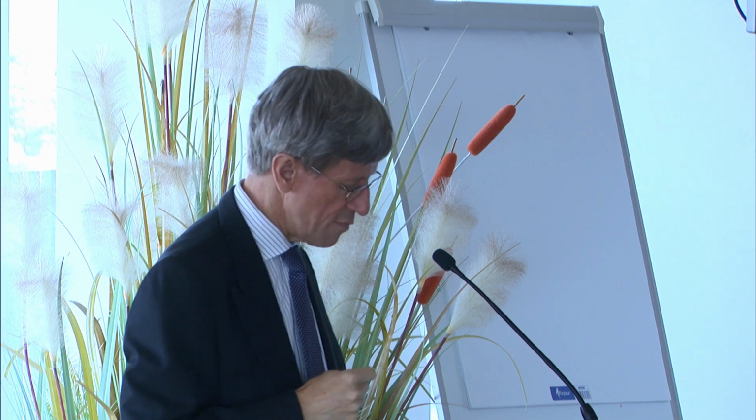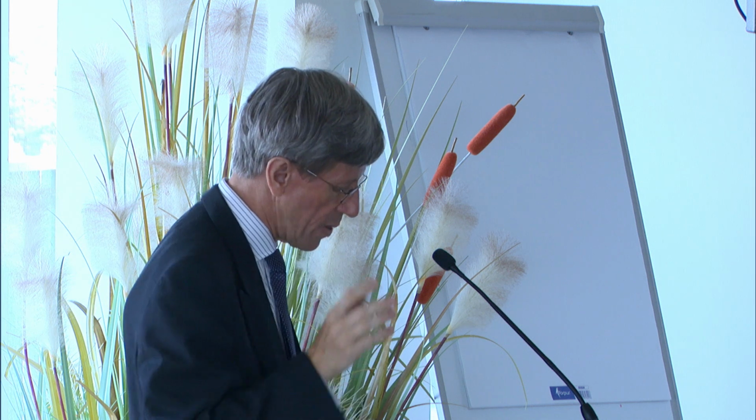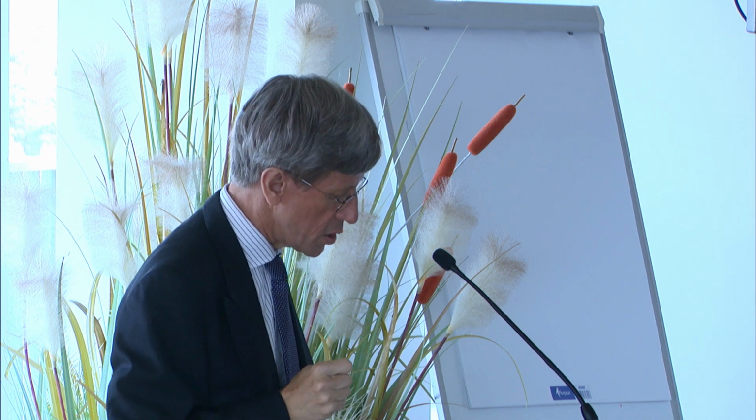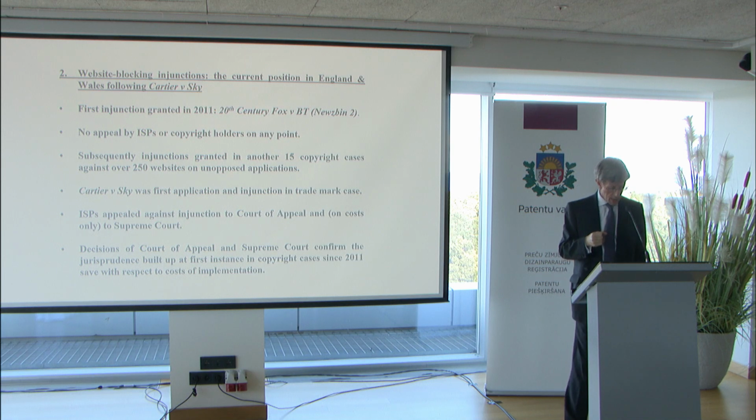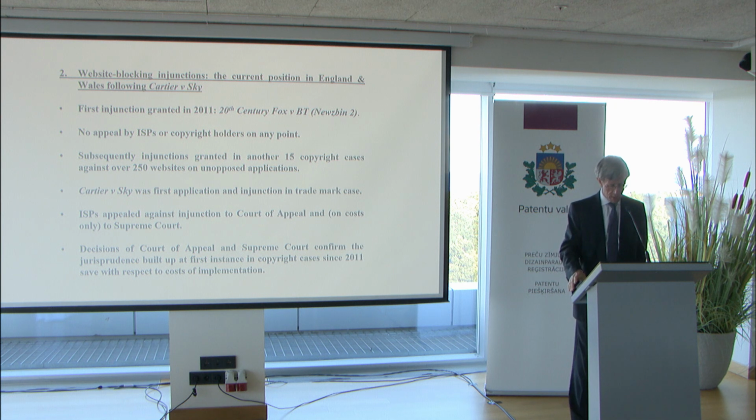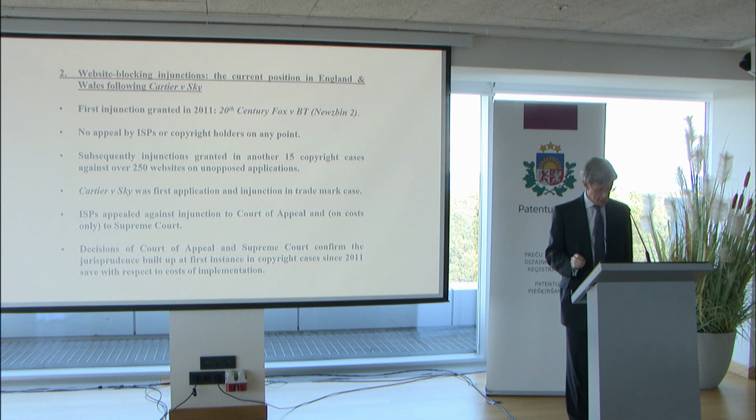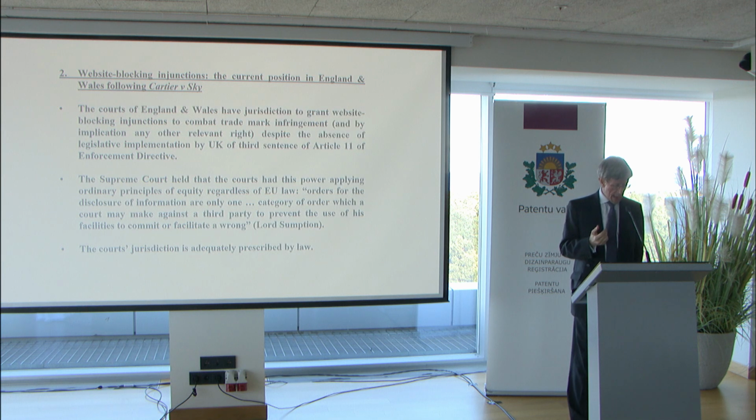And again, I gave permission to appeal. And this time, unlike the previous time, the ISPs did appeal against the injunction to the Court of Appeal. And on one point, they also went to the Supreme Court. And the effect of the decisions of the Court of Appeal and the Supreme Court is to confirm the jurisprudence built up at first instance in copyright cases since 2011, save with respect to the costs of implementing the injunction, which I'll come on to in a moment. So where do we stand now?